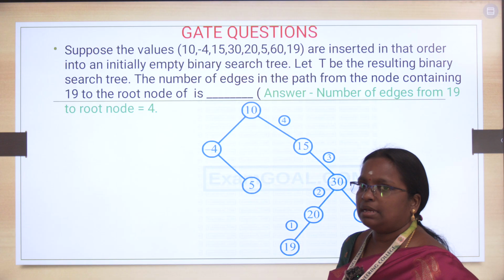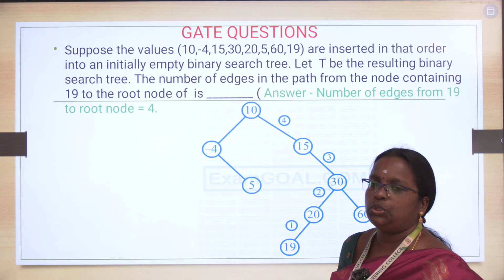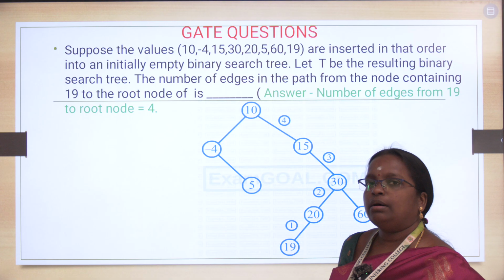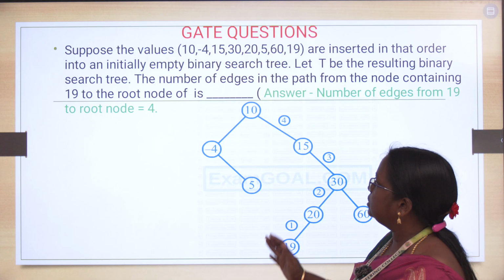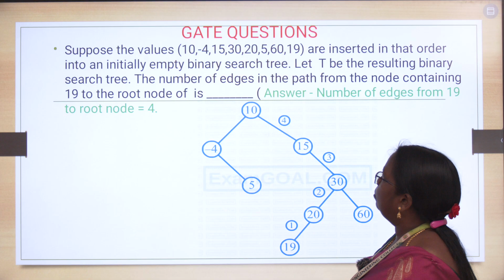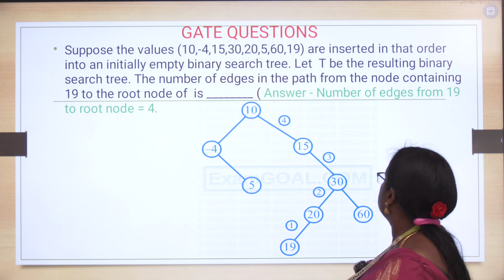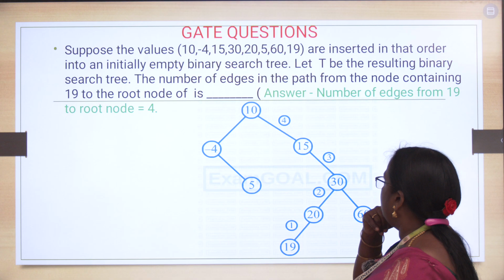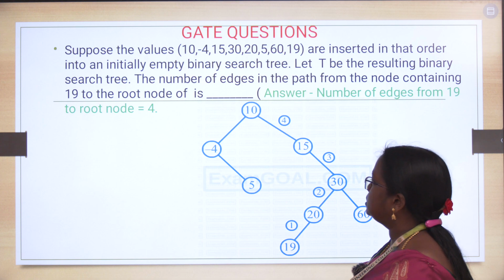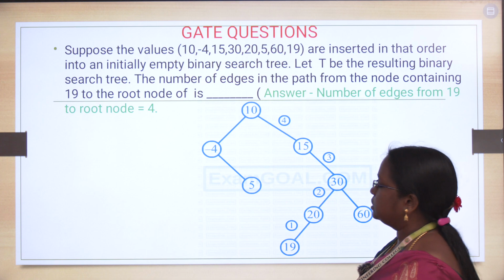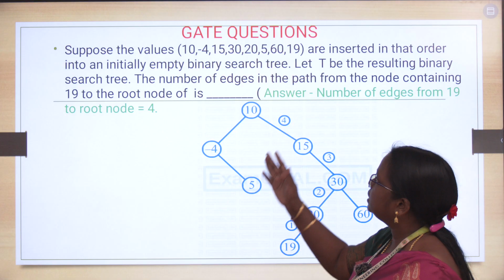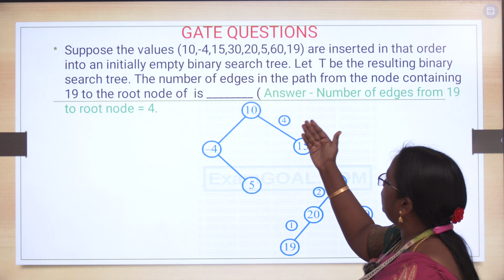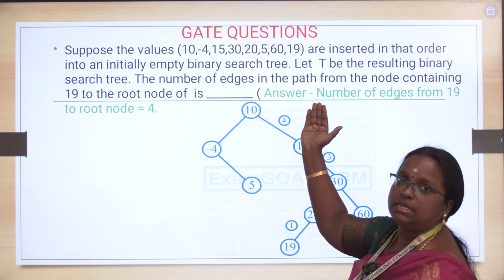Next I am giving a sample question, and how to solve it. This is a usual question from binary tree and AVL tree, or binary search tree. Suppose the values I have given are inserted in the order into an initially empty binary search tree. Let T be the resulting binary search tree. The question asks how many edges you can make with your example. I have given the example 10, minus 4, 15, 30, 20, 5, 60 and 90.